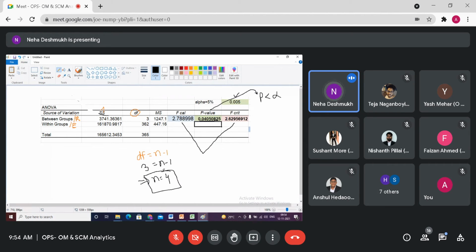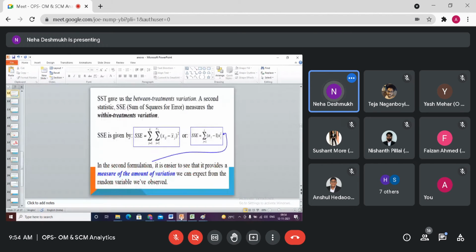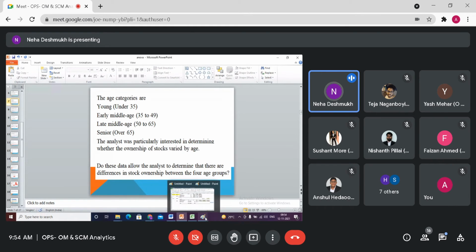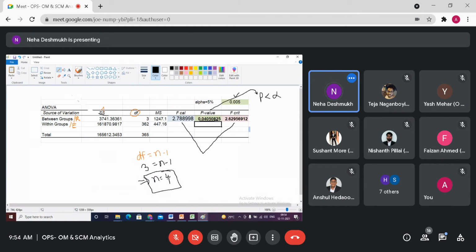Is this clear, or should I repeat it? Clear, ma'am. See, 4 samples are there: first sample, second sample, third sample, and fourth sample. You can interpret this from this table also by the degree of freedom value.